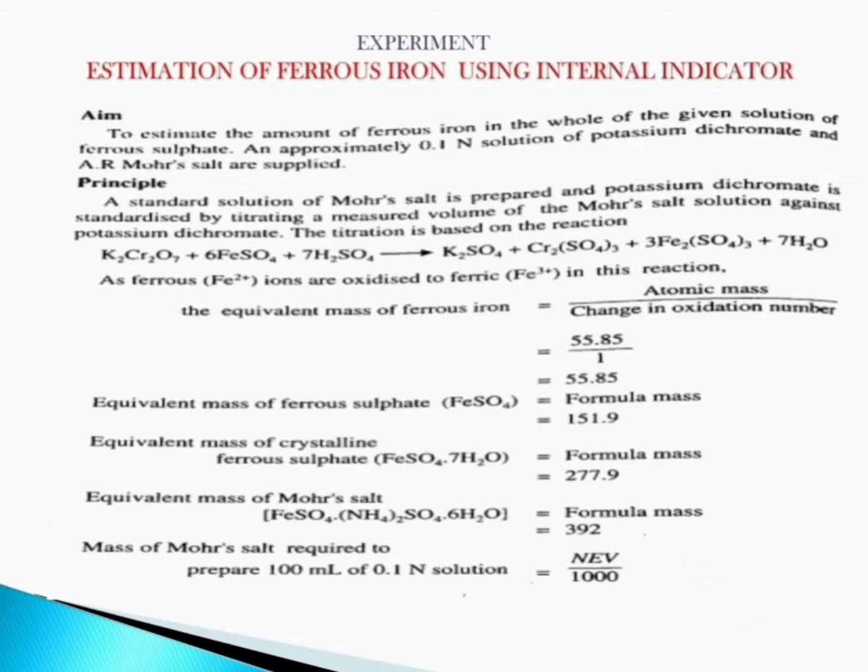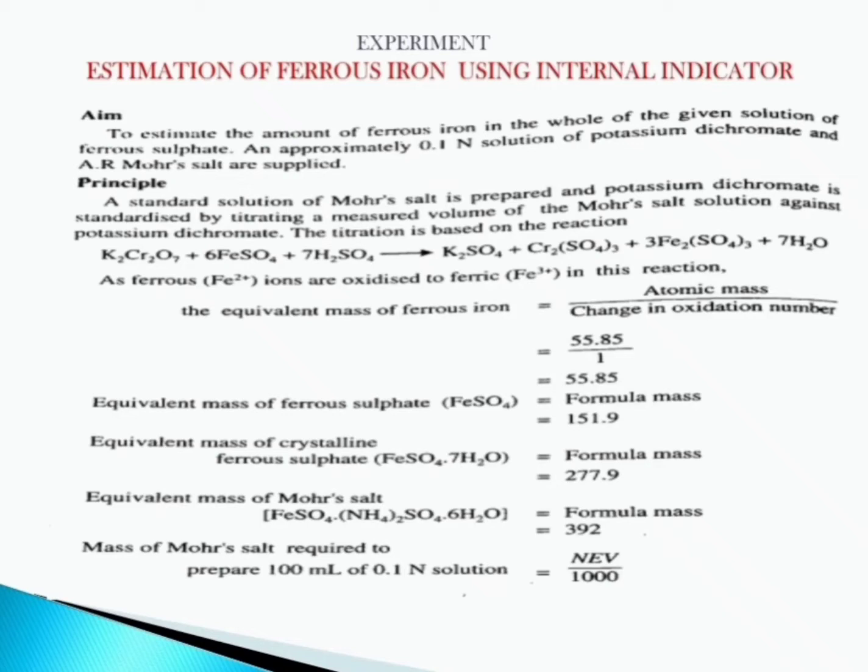The equivalent mass of ferrous ion is equal to atomic mass divided by change in oxidation number. We know the atomic mass of iron is 55.85 and the change in oxidation number is 1. So the equivalent mass of ferrous ion is 55.85. Now the equivalent mass of ferrous sulfate FeSO4 is equal to its formula mass, that is the sum of atomic masses of individual constituents in the chemical formula. So it will be atomic mass of iron plus atomic mass of sulfur plus 4 into atomic mass of oxygen. Adding all, we will get 151.9.